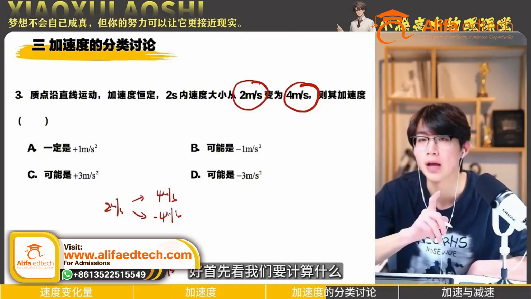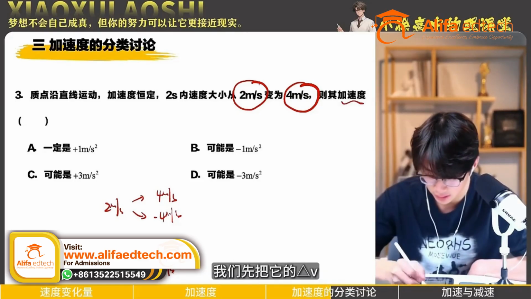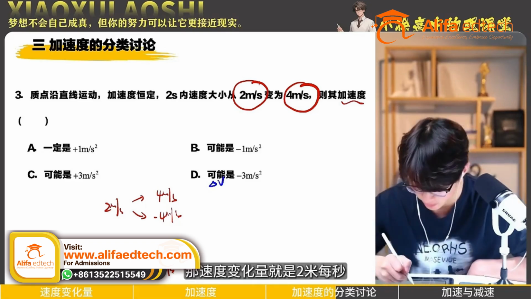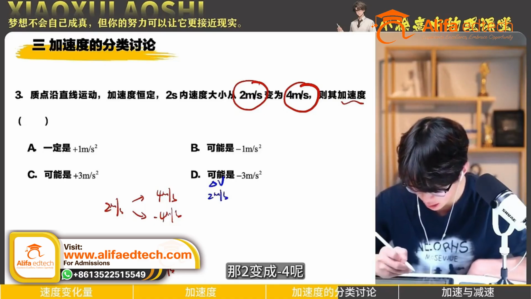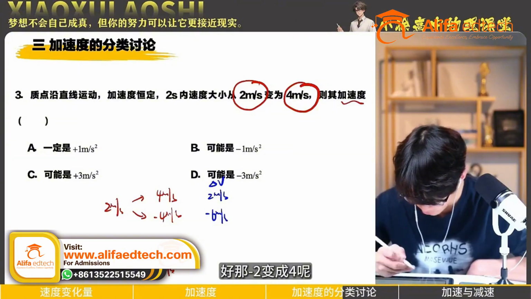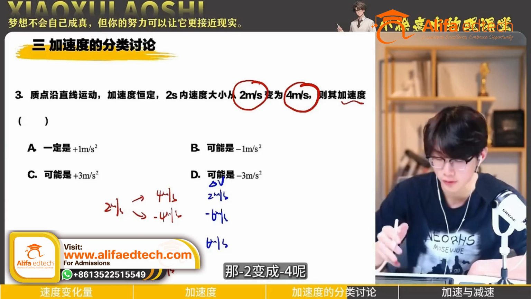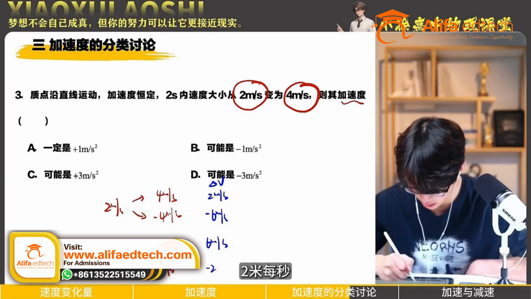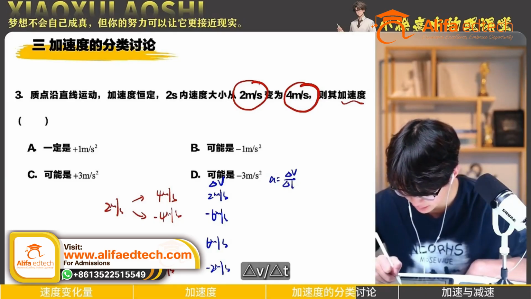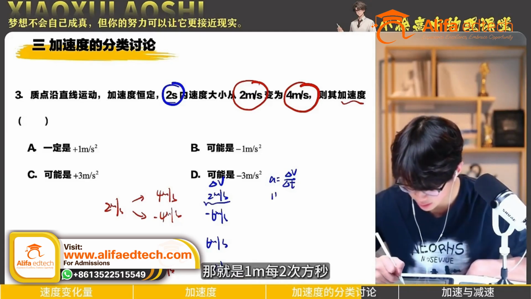Okay, first, what do we need to calculate? Acceleration. Okay, for acceleration, let's first find its delta v, the change in velocity. For example, if 2 becomes 4, then the change in velocity is 2 meters per second. What if 2 becomes negative 4? Then it's negative 6 meters per second. Okay, what if negative 2 becomes 4? Then it's 6 meters per second. What if negative 2 becomes negative 4? Then it's negative 2 meters per second. Then we calculate the acceleration, delta v divided by delta t, the time is 2 seconds. Okay, so 2 meters per second divided by 2 seconds, that's 1 meter per second squared.